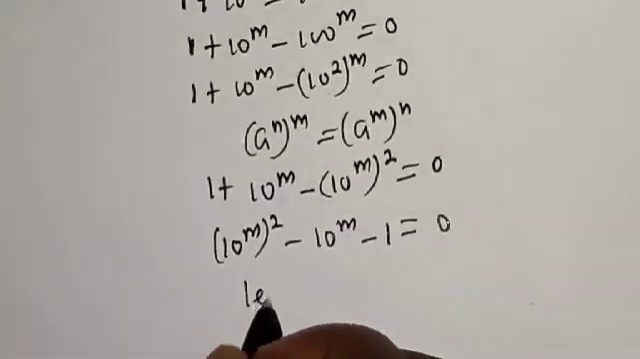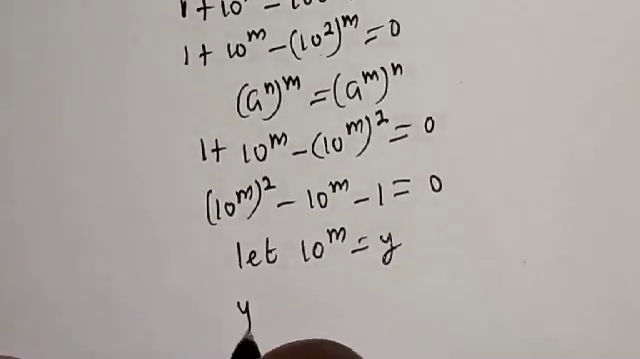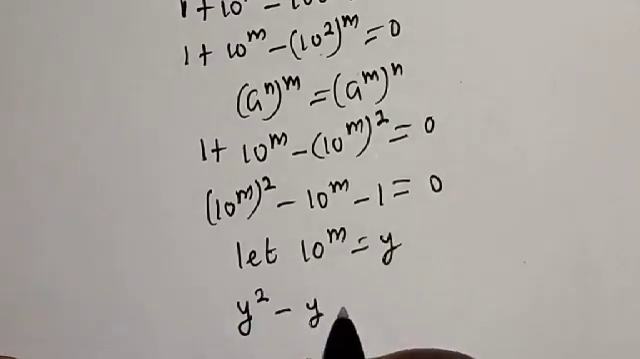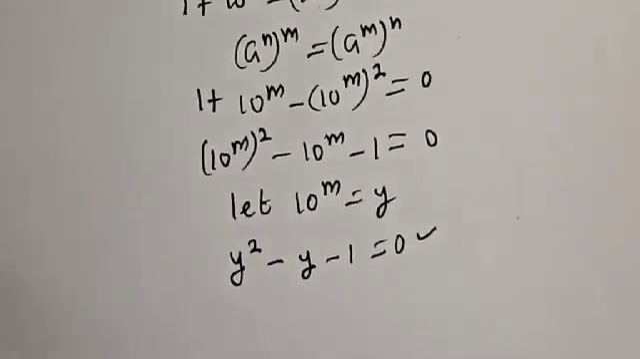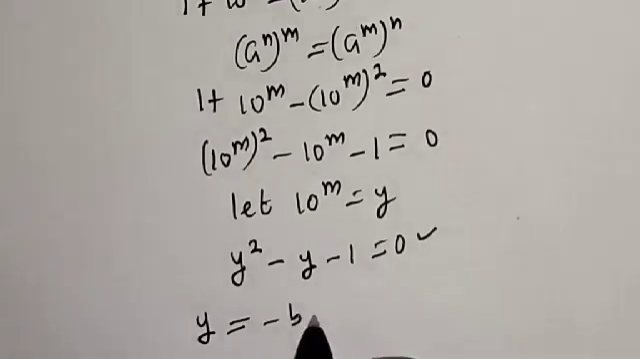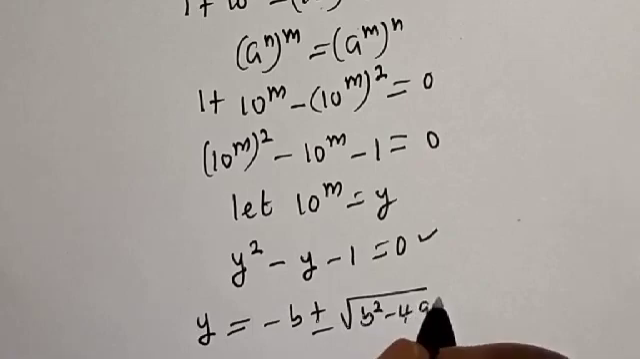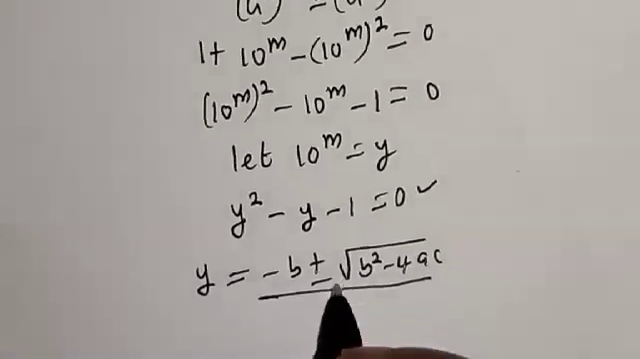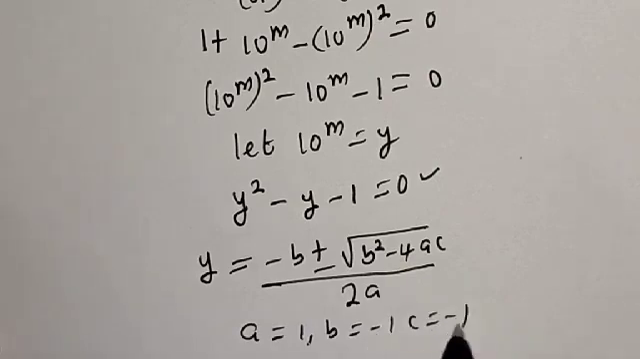Now let 10 raised to power m is equal to y. So we have y square minus y minus 1 is equal to 0. This is a quadratic equation which can be solved using quadratic general formula. And our quadratic general formula in this form is giving us y is equal to minus b plus or minus square root of b square minus 4ac over 2a, where a is equal to 1, b is equal to minus 1, c is equal to minus 1.